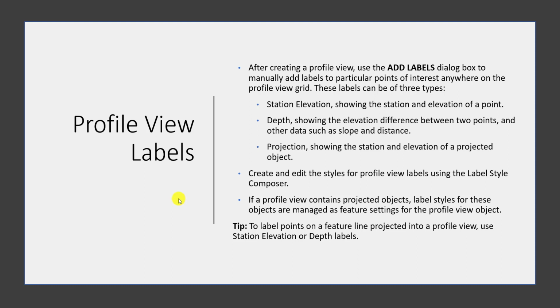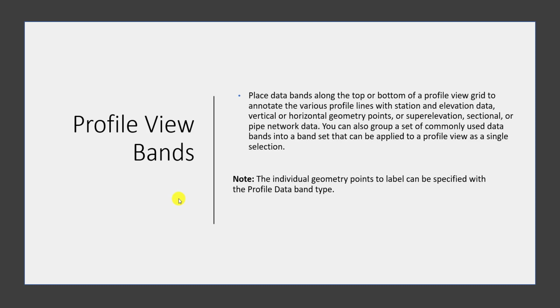So one tip is to label points on a feature line projected into a profile view. Use station, elevation, or depth labels. They're the main ones that we use. Profile view bands, you can do based off of proposed elevation, existing elevation. I don't get into the profile bands in this video, but you do have the option of putting those in there. And they are nice features, so if you want to mess around with those, you could.